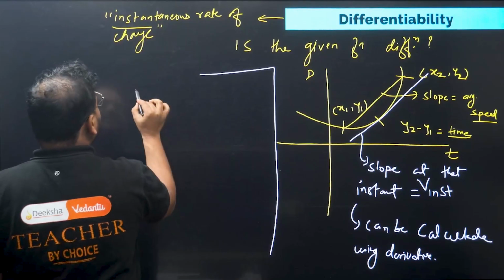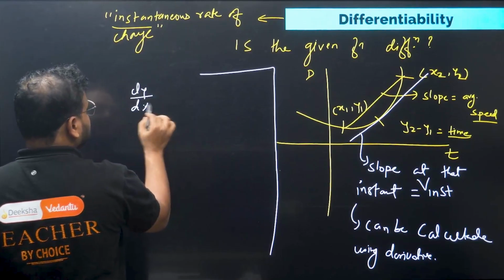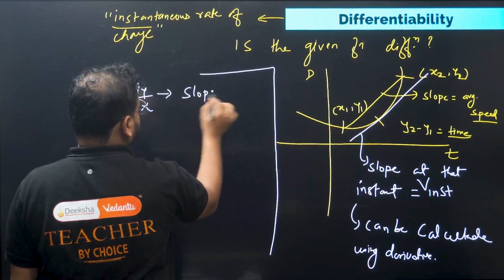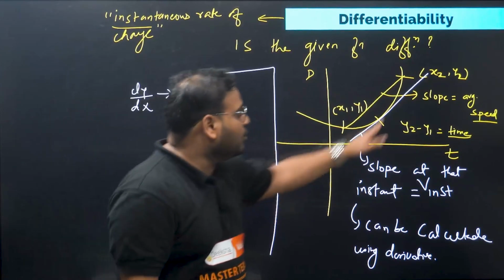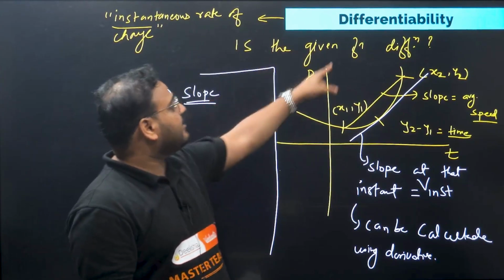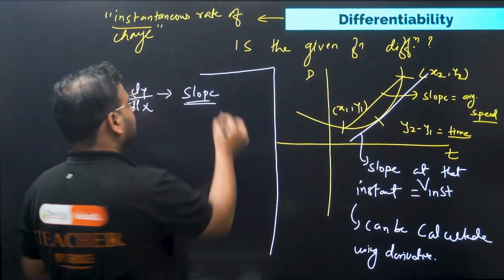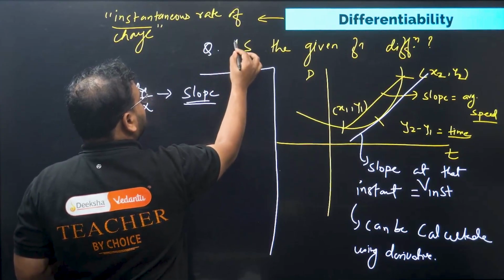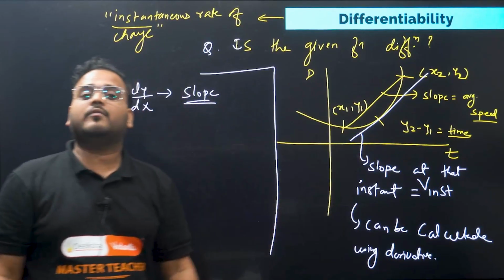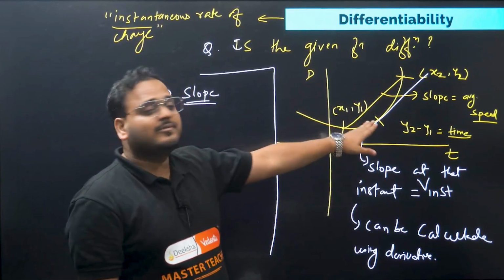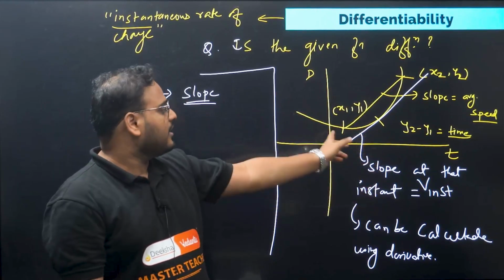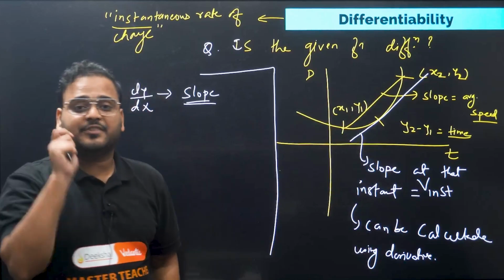So basically it means dy by dx. This is my derivative, and this implies the slope. Now whenever you have a smooth curve, what did I start the entire session with? It started with the question: is the given function differentiable? Whenever you have a smooth curve, at any given point you'll have a derivative existing. If a smooth and continuous curve is given, it will always be differentiable at any point you take.